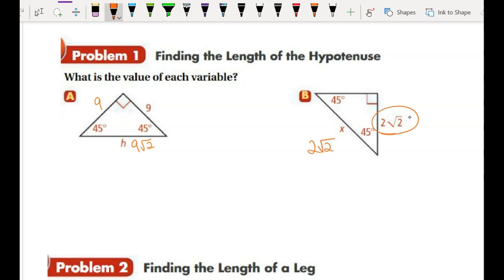So I've got 2 square root of 2 times the square root of 2. Now what is the square root of 2 times the square root of 2? Well, that's just going to give me 2. So now I have 2 times 2. And so that is equal to 4. So my hypotenuse is just 4.